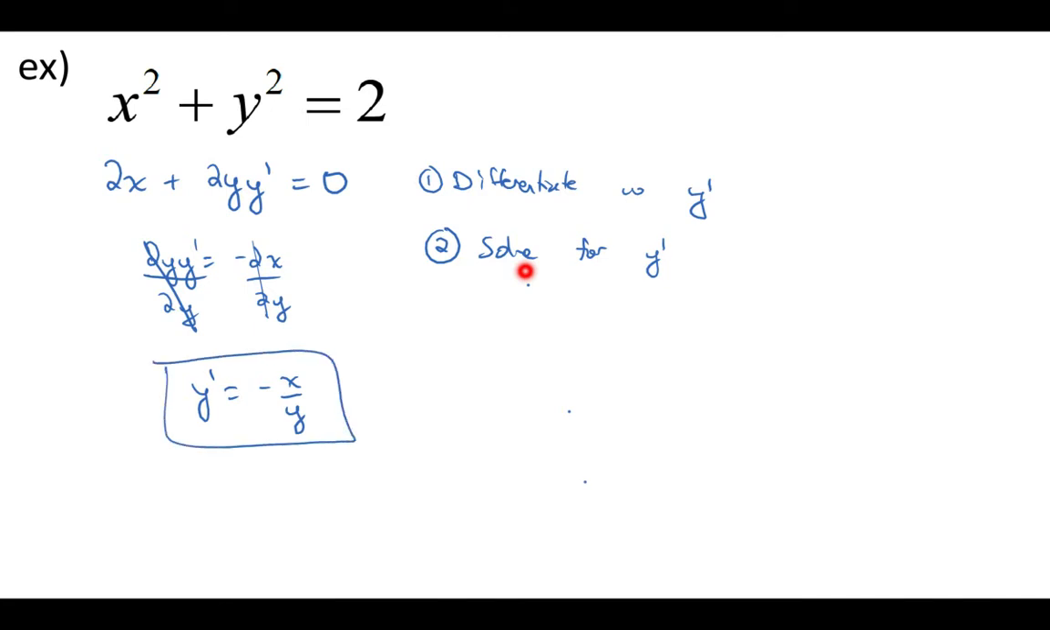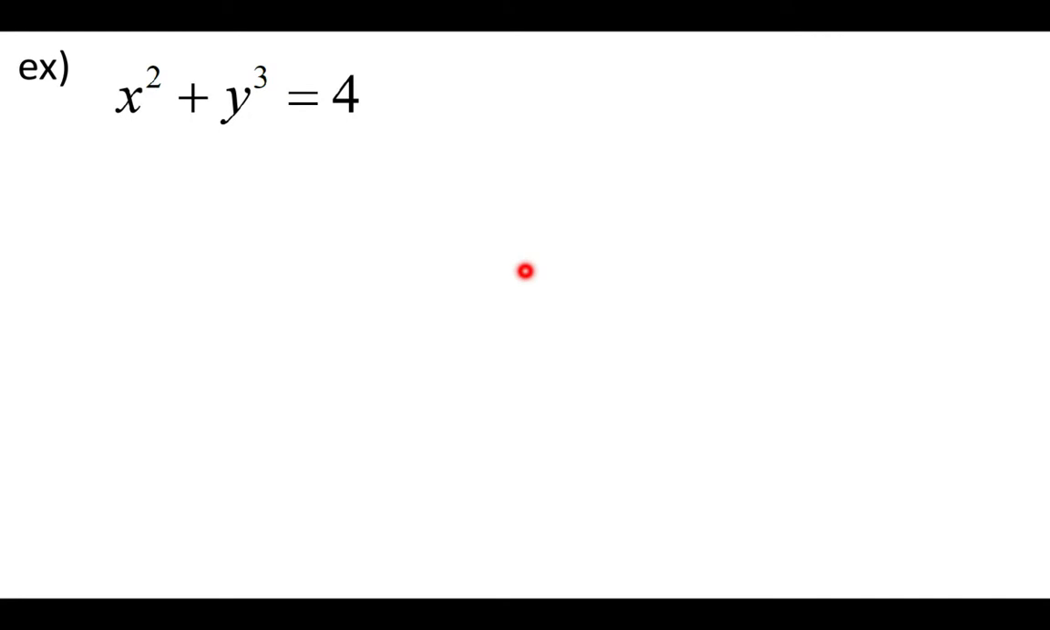y prime equals negative x over y. So we should always end up with y prime equals something. Let's go and look at the next one.